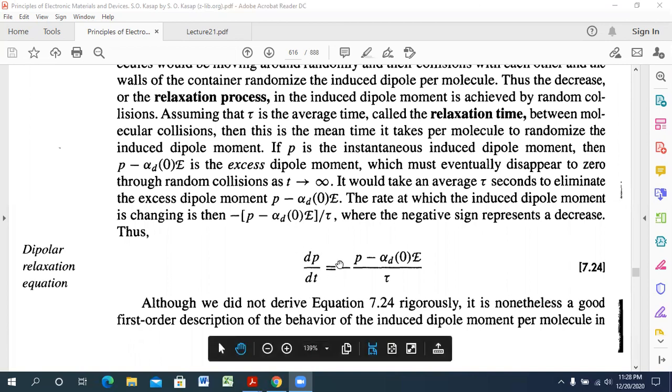That means the rate of decrease of polarizations with respect to time equals to p minus alpha d e divided by tau, where this tau is defined as the relaxation time. That means the time required to be relaxed, and also this minus sign means that one is defined as the reduction of the polarizations, nothing else. Okay, so this equation is known as the dipolar relaxation equation.